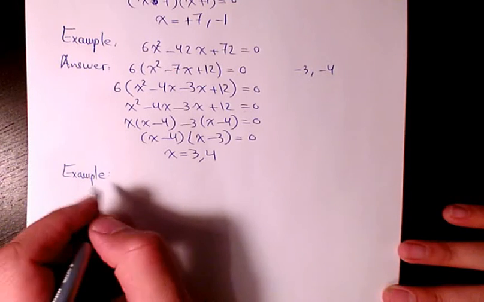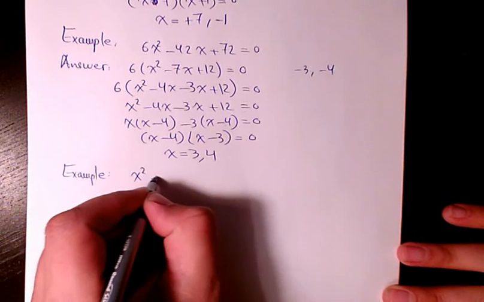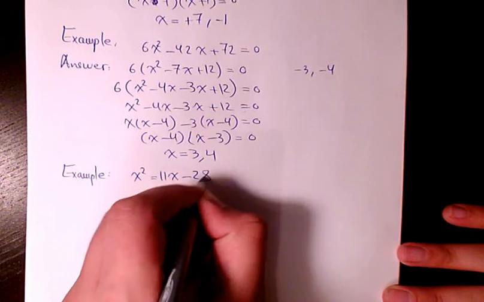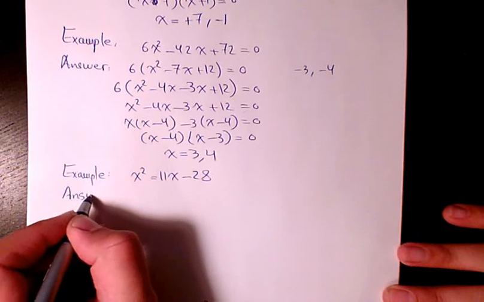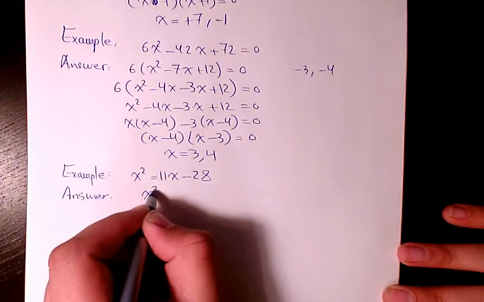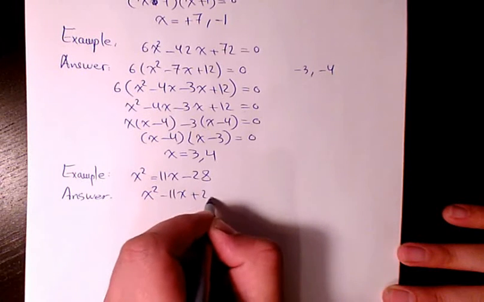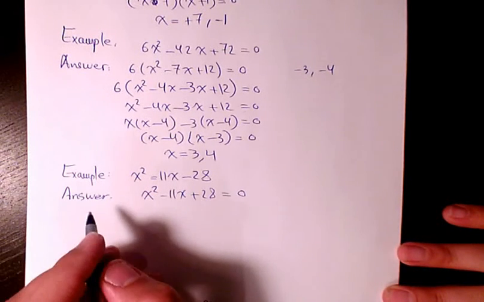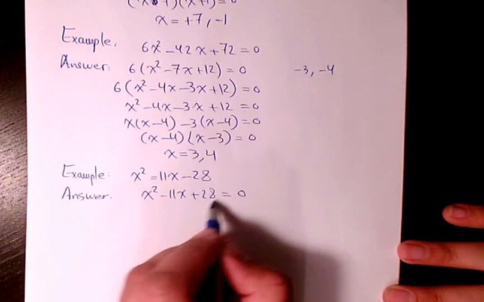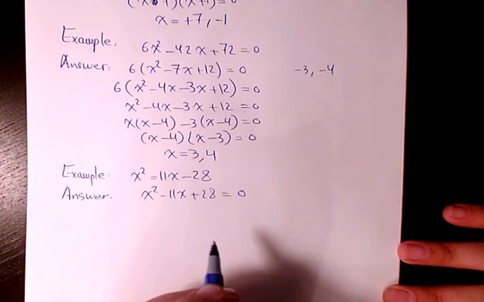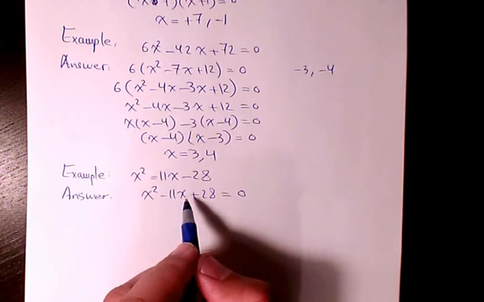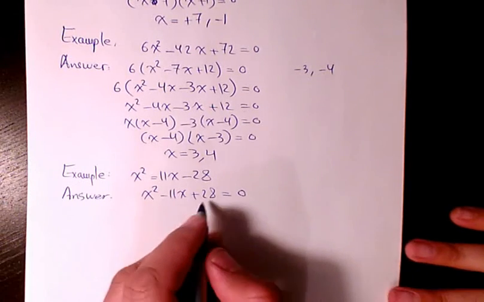Next example, it's going to be x squared equals 11x minus 28. The answer will be x squared minus 11x plus 28 equals 0. So we need numbers that multiply to 28 and add to negative 11. So it's going to be negative 7 and negative 4.